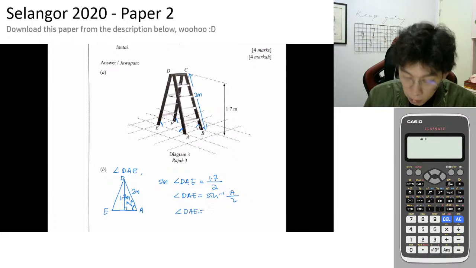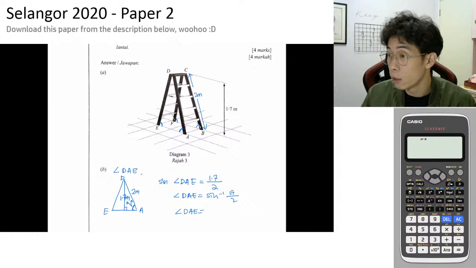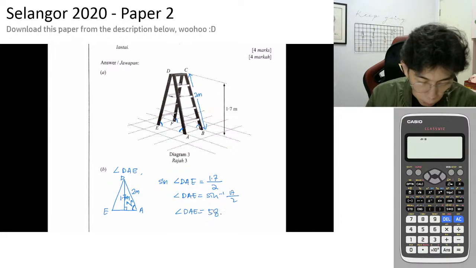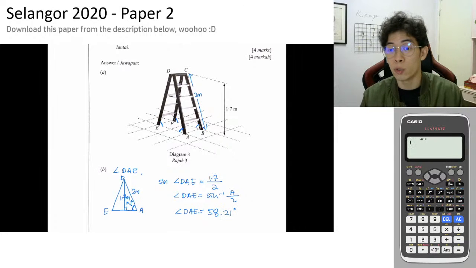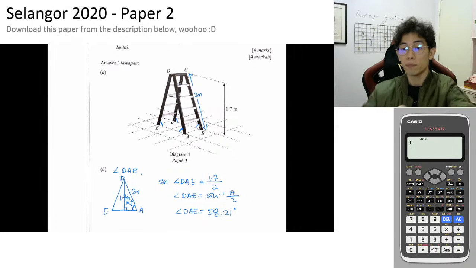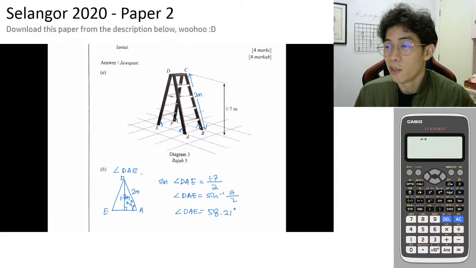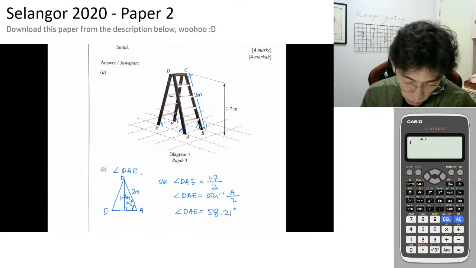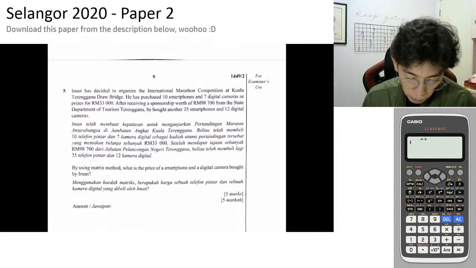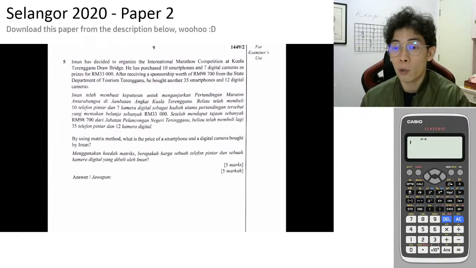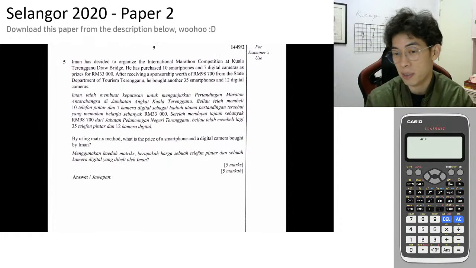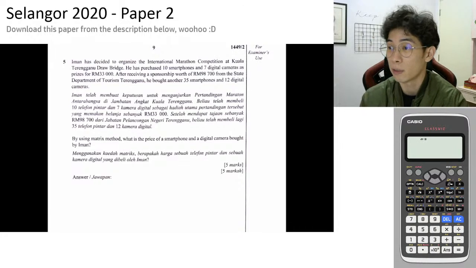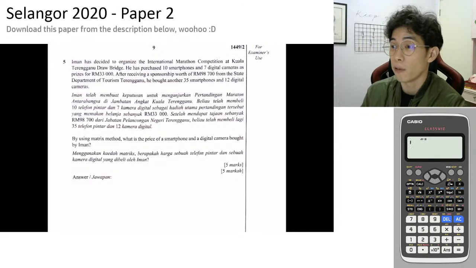Because I said I'm doing it with you, right? Yes, fantastic. 58.21 degrees. Everyone, 2 decimal places, good enough. So this one next, a simple one. Everyone, question number 5. Matrix. Okay, let's do it. Question 5.